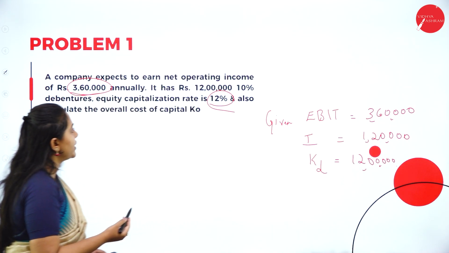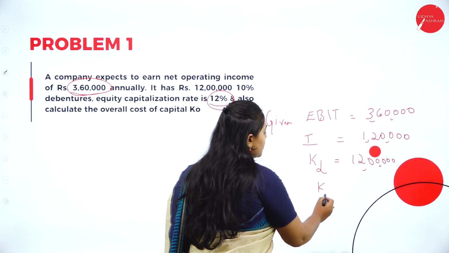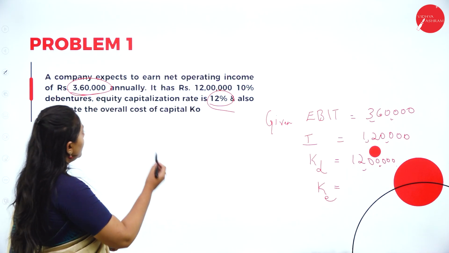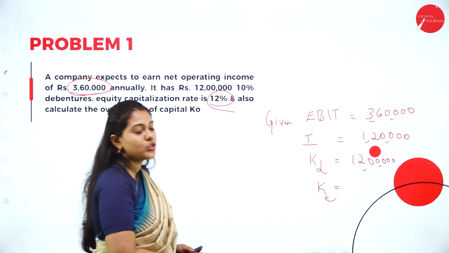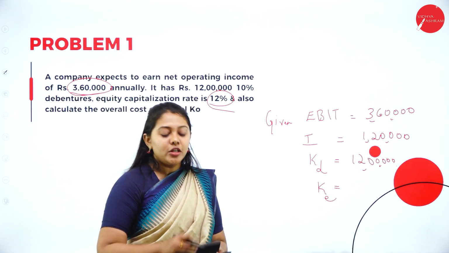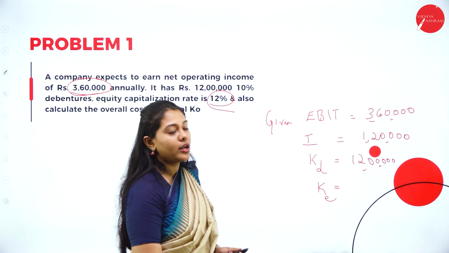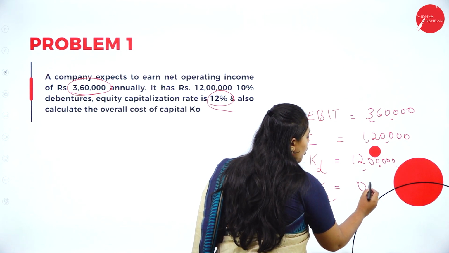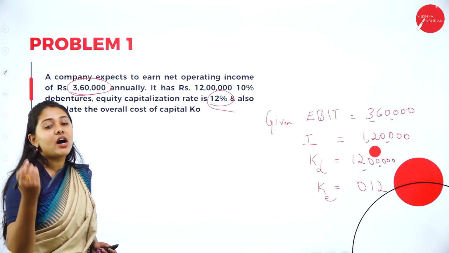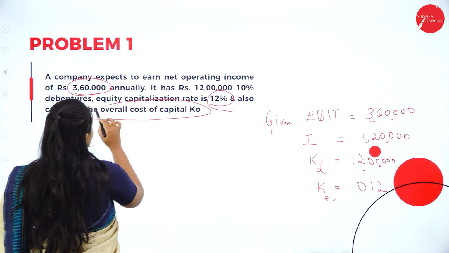Next, what is given in the question? Equity capitalization rate is given. This is symbolically represented as K subscript E, your equity capitalization rate, 12%. If you convert 12% into decimal, 12 divided by 100, it will be 0.12. So what have they asked us to compute? They have asked us to compute the overall cost of capital.